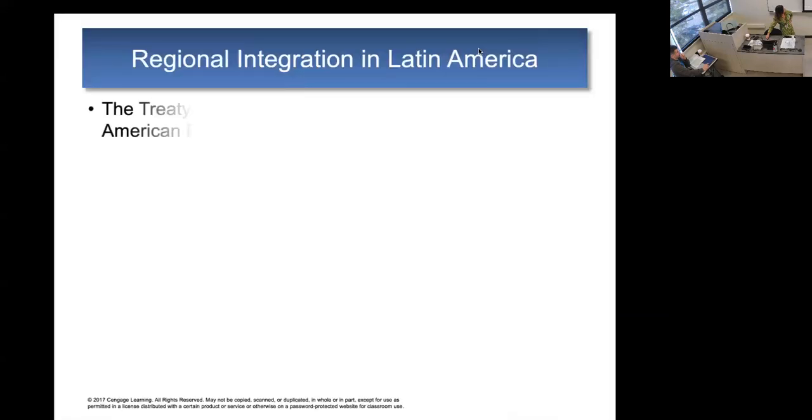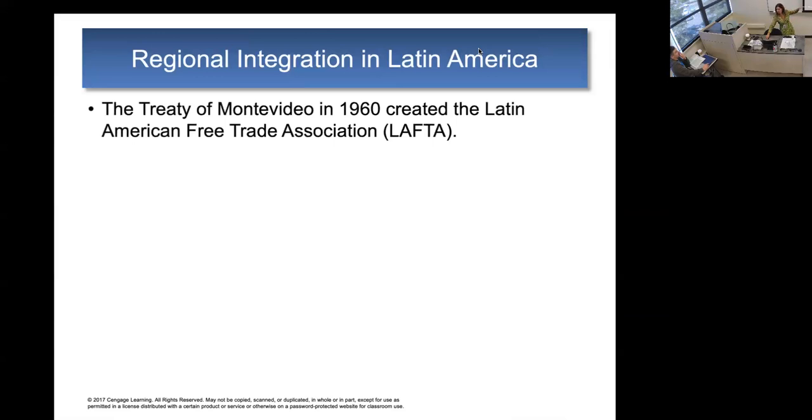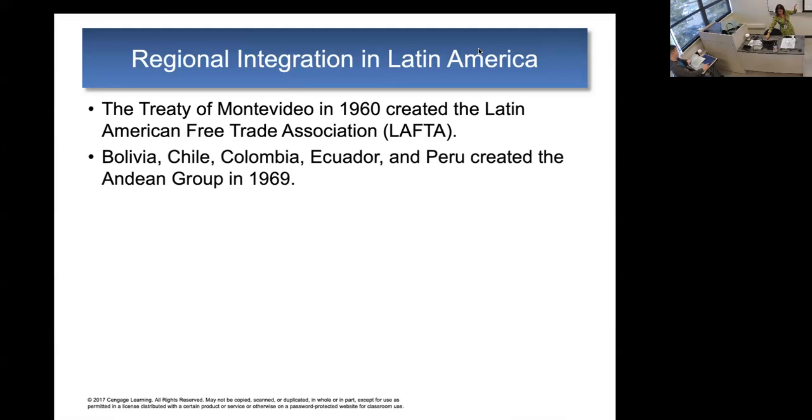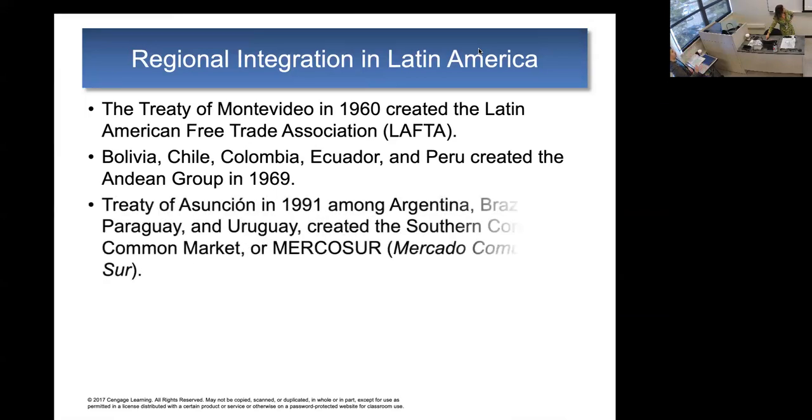And then we have, these are just examples. There's so many more in the world, by the way. These are just a few examples, right? Regional integration in Latin America, there's LAFTA, the Latin American Free Trade Association. These are the member countries. And the Treaty of Asuncion in 91 is among Argentina, Brazil, Paraguay. Asuncion is in Paraguay, right? And Uruguay created the Southern Common Market, Mercosur, right? So that's a big one as well.